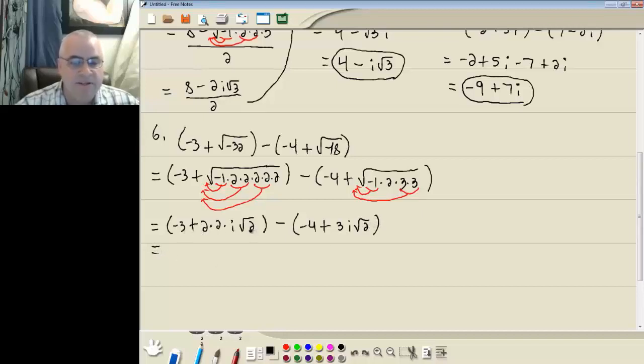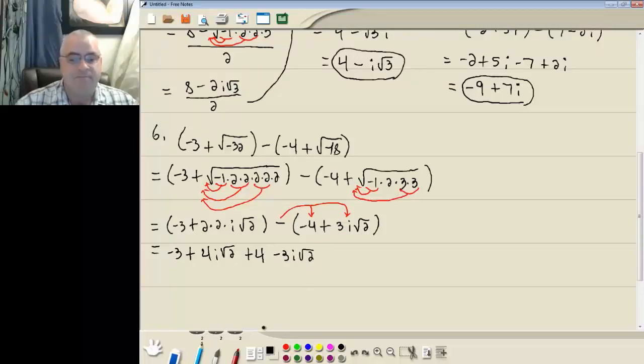Well, I'm going to get rid of these parentheses on this first one. So that gives me negative 3 plus 2 times 2 is 4. So we got 4i square root of 2. Now remember, if you have a negative in front of your parentheses, it flips the sign of everything inside. So this is going to flip the sign of the negative 4 and the 3i square root of 2. So negative 4 becomes a positive 4. The positive 3i square root of 2 becomes a negative 3i square root of 2. Okay. Now let's combine together numbers. Negative 3 plus 4 is 1.